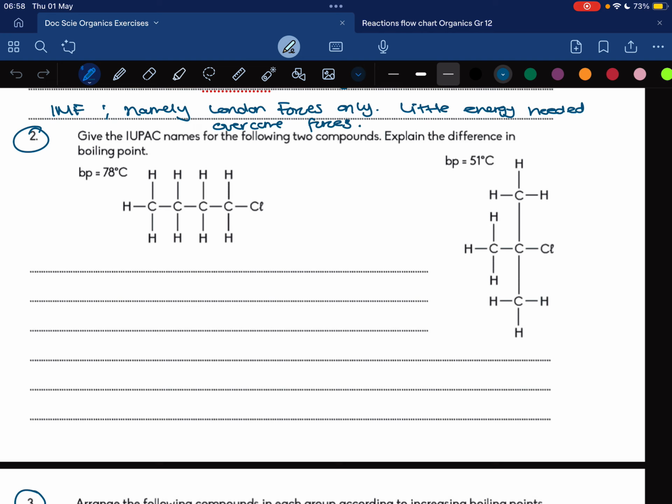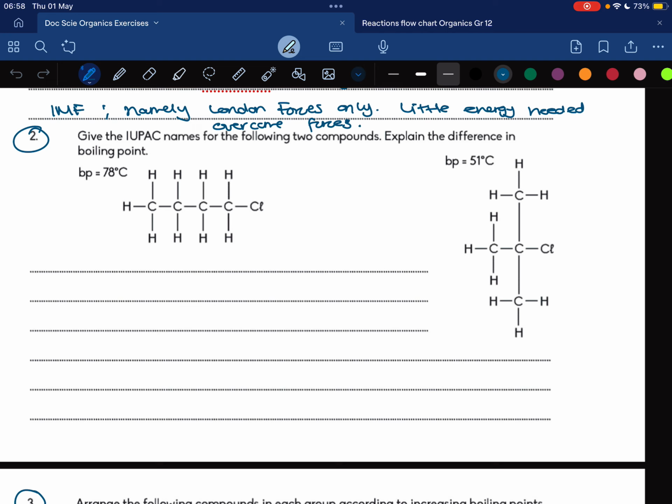Now if we notice, the boiling point of the 1-chlorobutane is 78 degrees, and the boiling point of the 2-chloromethylpropane is 51 degrees Celsius. In order to explain the differences in boiling points, we need to use that step process that I showed you earlier in the previous video. So you would start by first identifying what type of IMF exists between the molecules.